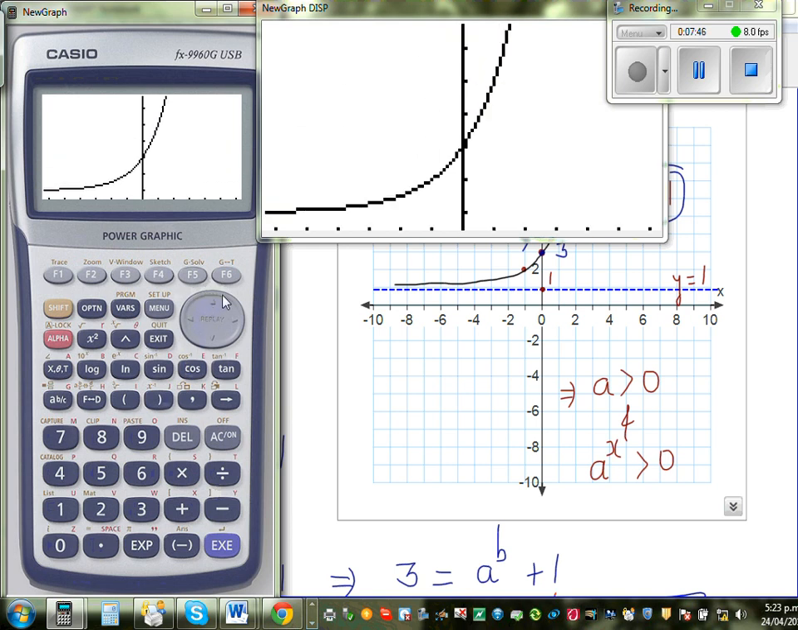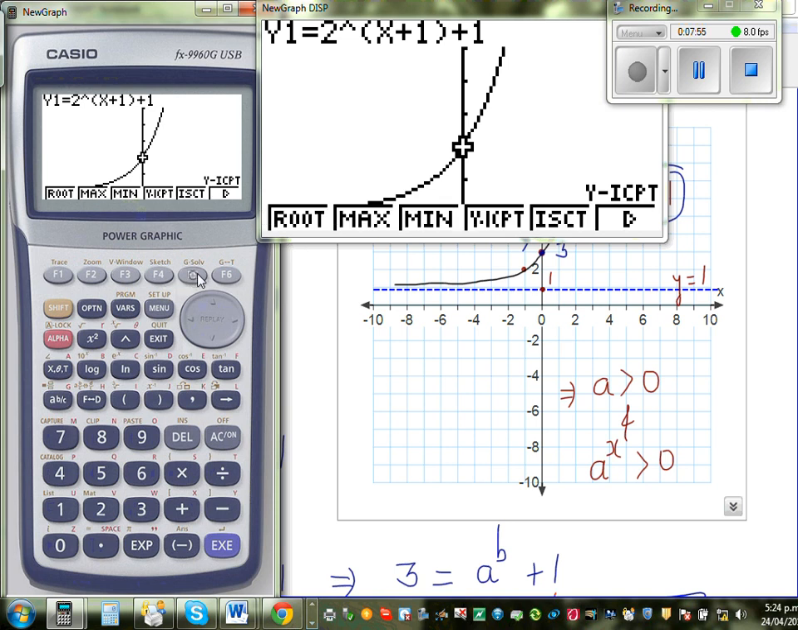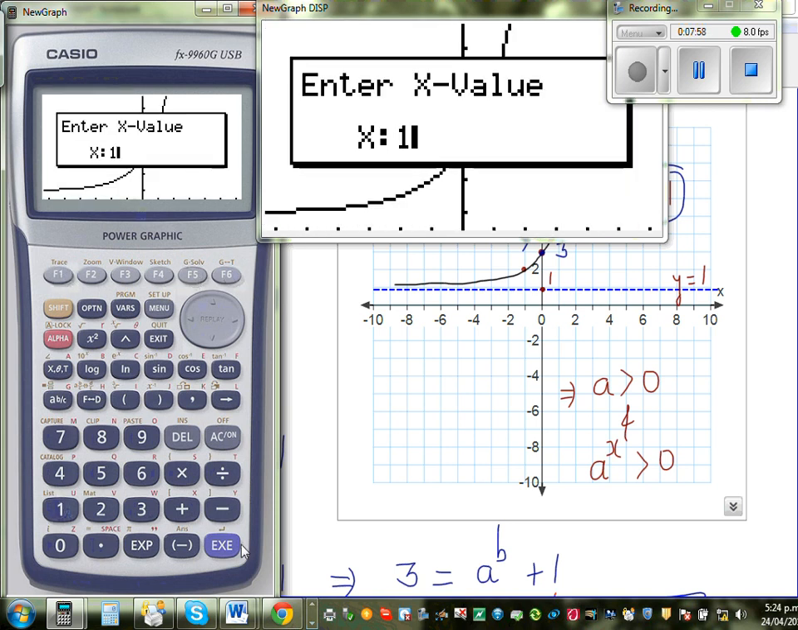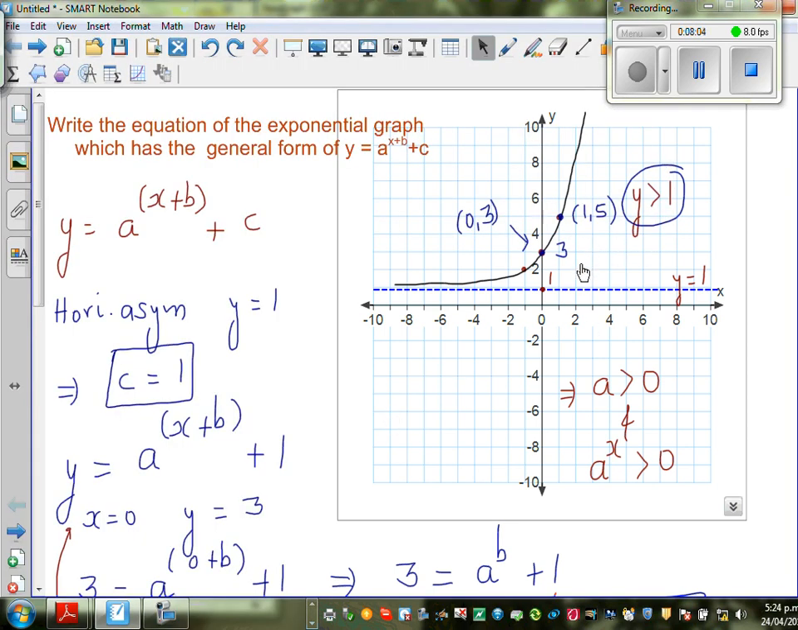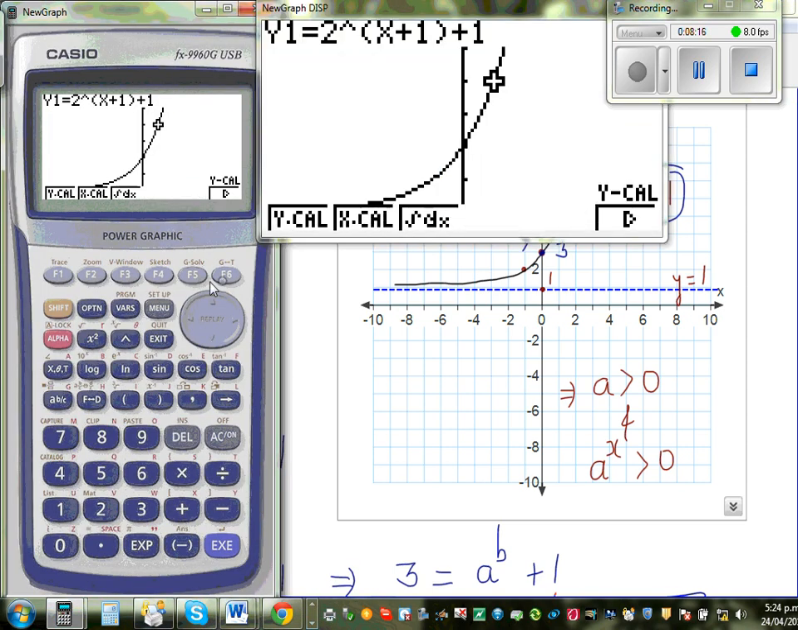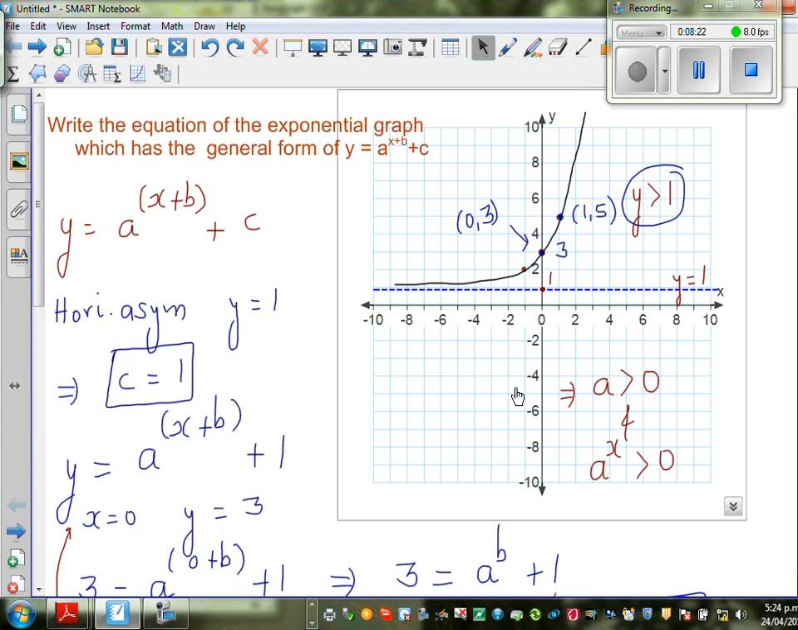I want to confirm the y-intercept. When x is 0, y is 3. Then when x is 1, y is 5, and that's what we confirmed. You can also confirm this point: when x is negative 1, y is 2. So again, G-Solve, y-calc: when x is negative 1, y is 2. And this is how you can write the equation of an exponential graph.